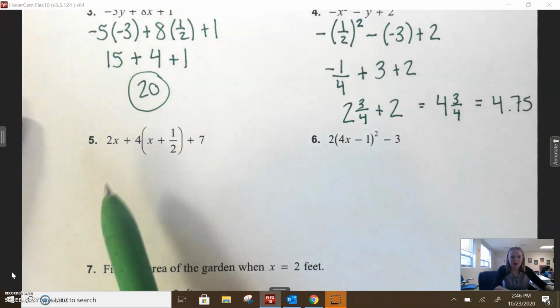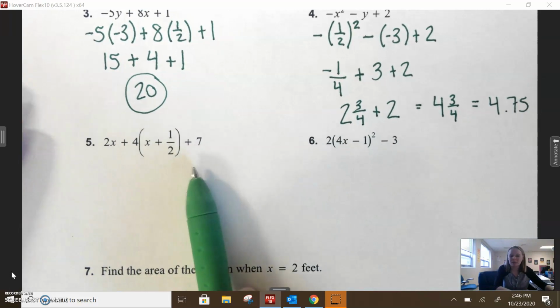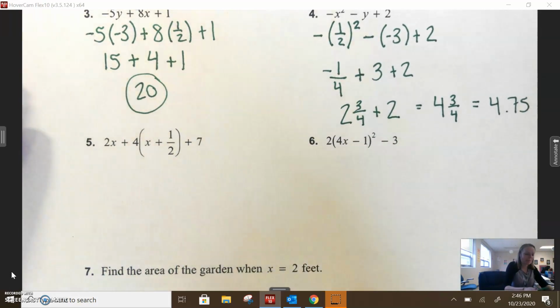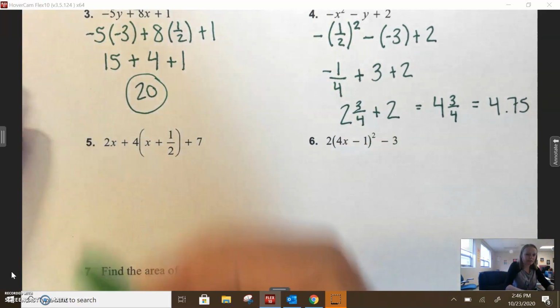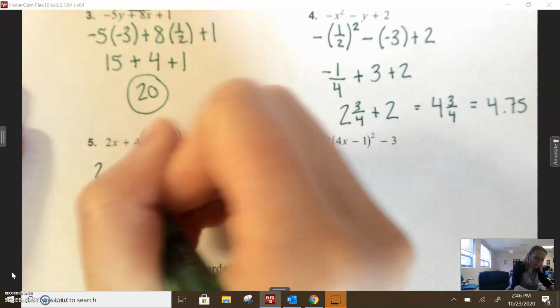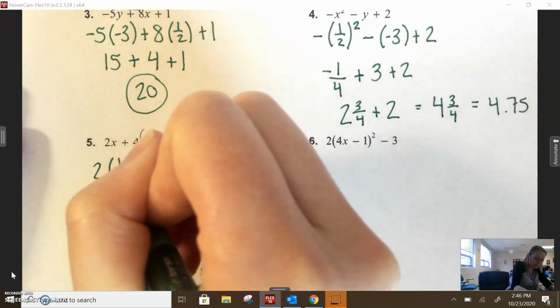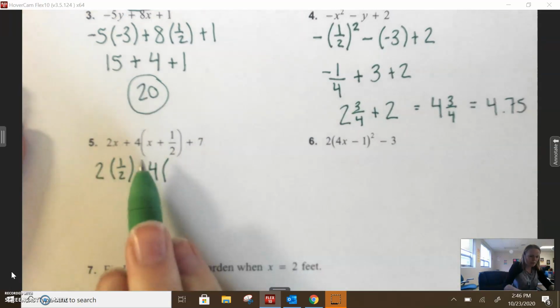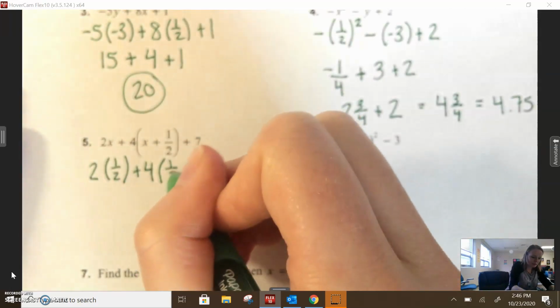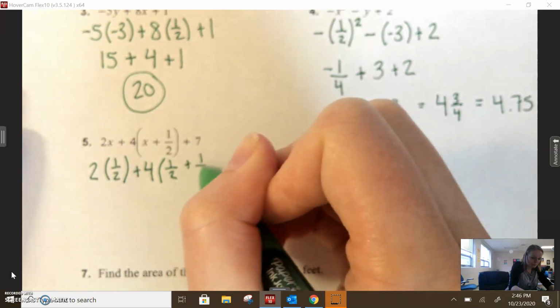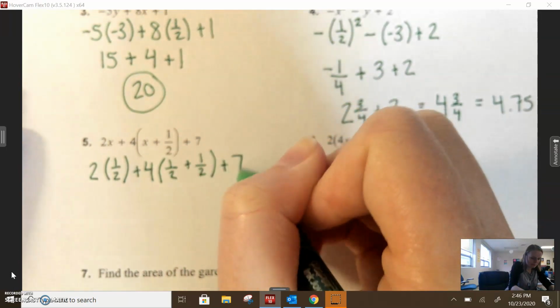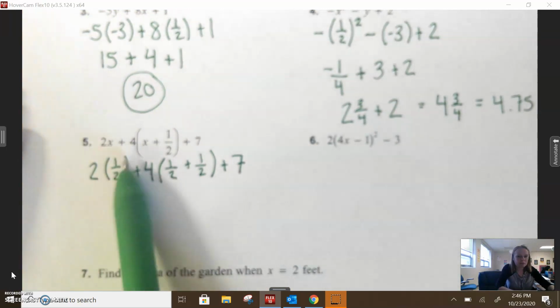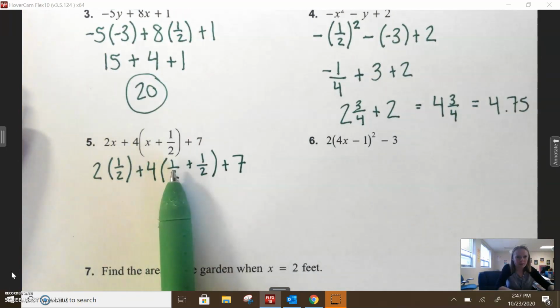All right, number 5 here, it looks really long, but I promise it's really not that bad. So let's just replace our letters with our numbers first. So I have 2. X is really 1/2 plus 4. This x is going to be replaced with 1/2 plus 1/2 here, and then +7. So all I did was replace the x's with our 1/2s.